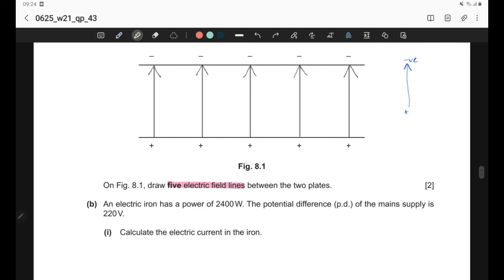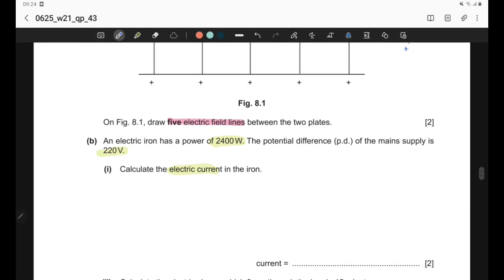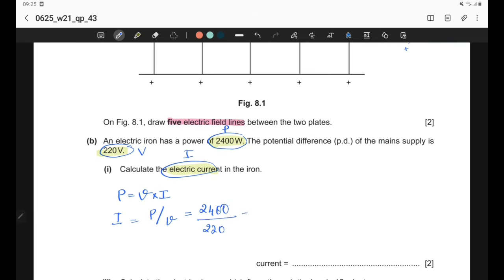Part B. An electric iron has a power of 2400 watt. The potential difference of the main supply is 220 volt. Calculate the electric current of the iron. So we are provided with power and voltage. We need to calculate current. Here we can use the equation which relates power, voltage and current. That is, power is the product of voltage and current. In order to calculate current, we can make current the subject. So we will get current is equal to power over voltage, where power is 2400 over voltage is 220, and the answer in two significant figures is 11 ampere. So the current is 11 ampere.